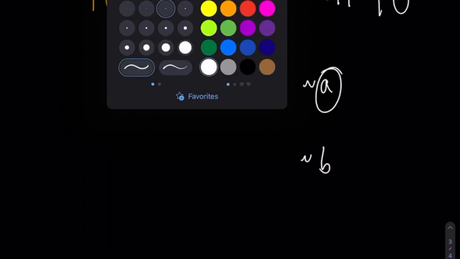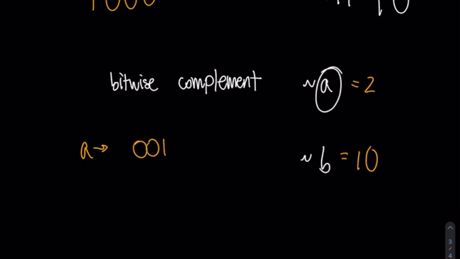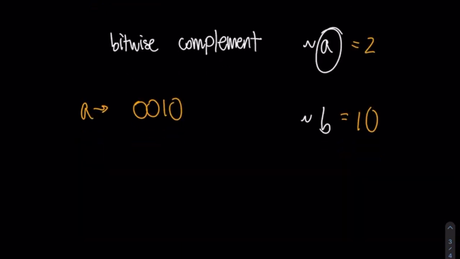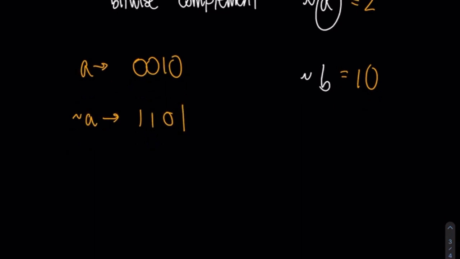So we know that A is equal to 2, B is equal to 10. So A has a 0, 0, 1, 0 representation. Now if we want to find the complement of A, we have to simply reverse the bits. So we change all the zeros to ones, and we change all the ones to zeros. So this would be 1, 1, 0, 1. And we just complemented A.